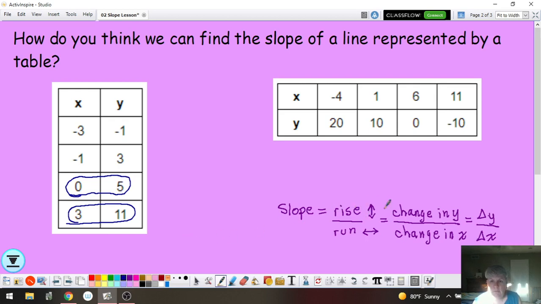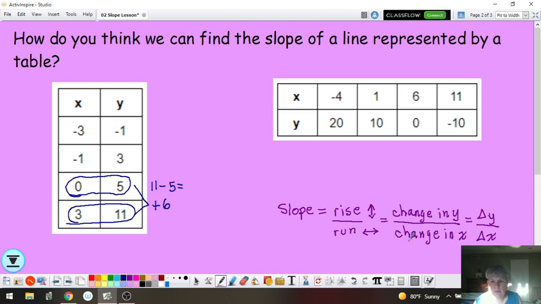If I'm looking for my change in y, I want to make sure that I'm looking in my y column and I'm looking at my y values. And my change in y to go from 5 to 11 is plus 6. Now, if you have trouble thinking about how do I go from 5 to 11, that's the same as saying 11 subtract 5. 11 subtract 5 is going to equal a change of 6.